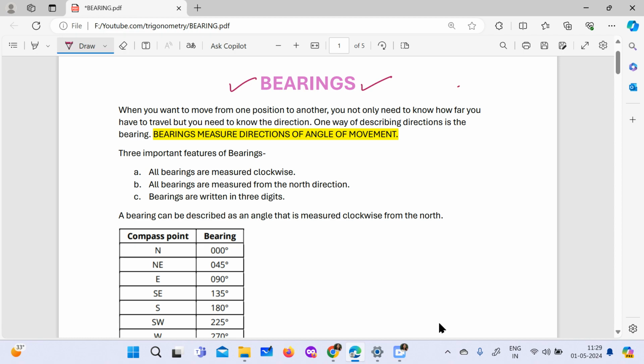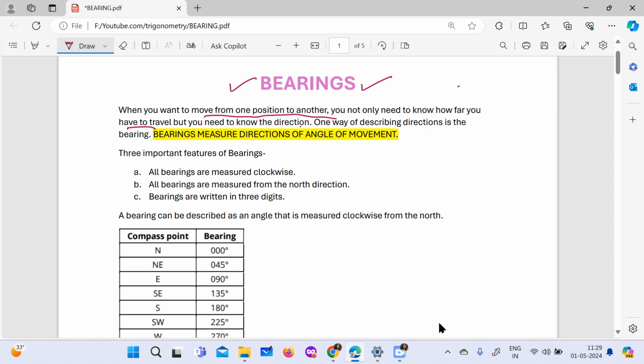In today's class, we will study bearing. So let's see what bearing is. Bearing measures the direction or angle of movement. In simplified terms, when you want to move from one position to another, you not only need to know how far you have to travel, but you need to know the direction also, right?